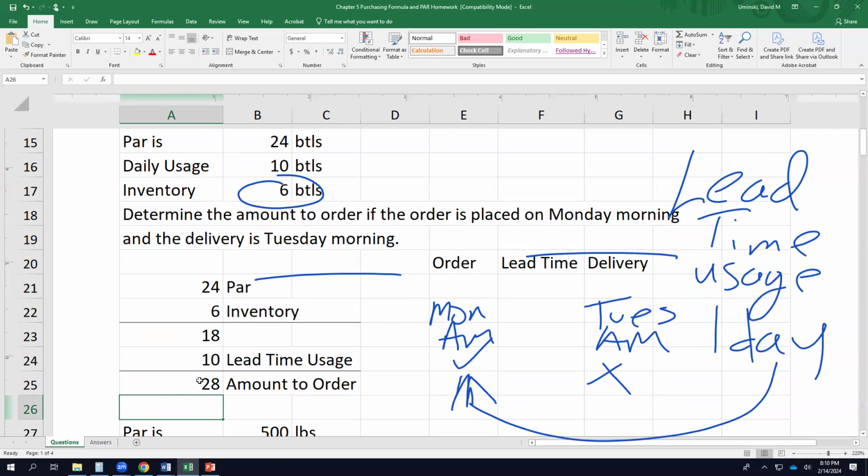Does anybody see any issues with this particular situation? I don't have enough for Monday. I only have 6 in inventory, and I need 10. So in this case, I could just go ahead and order 24, but for the mathematics reasons, we're going to go ahead and order 28. Questions, comments, concerns about this?